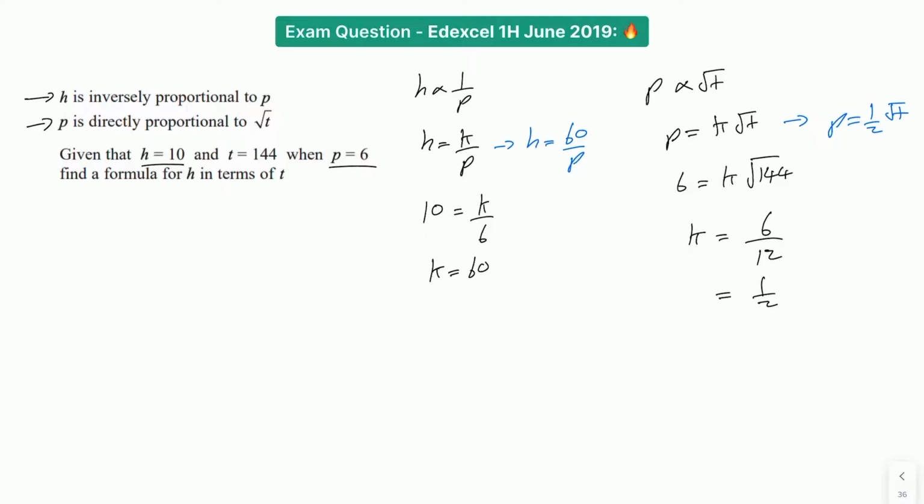Now it says find a formula for H in terms of T. So the current formula for H that we have is that one there. Currently that formula is saying that H is equal to 60 over P. It wants it in terms of T, so we can substitute this P into there. So that's going to be H is equal to 60 over root T over 2. And then we can rewrite that as 120 over root T. So that is your answer there.